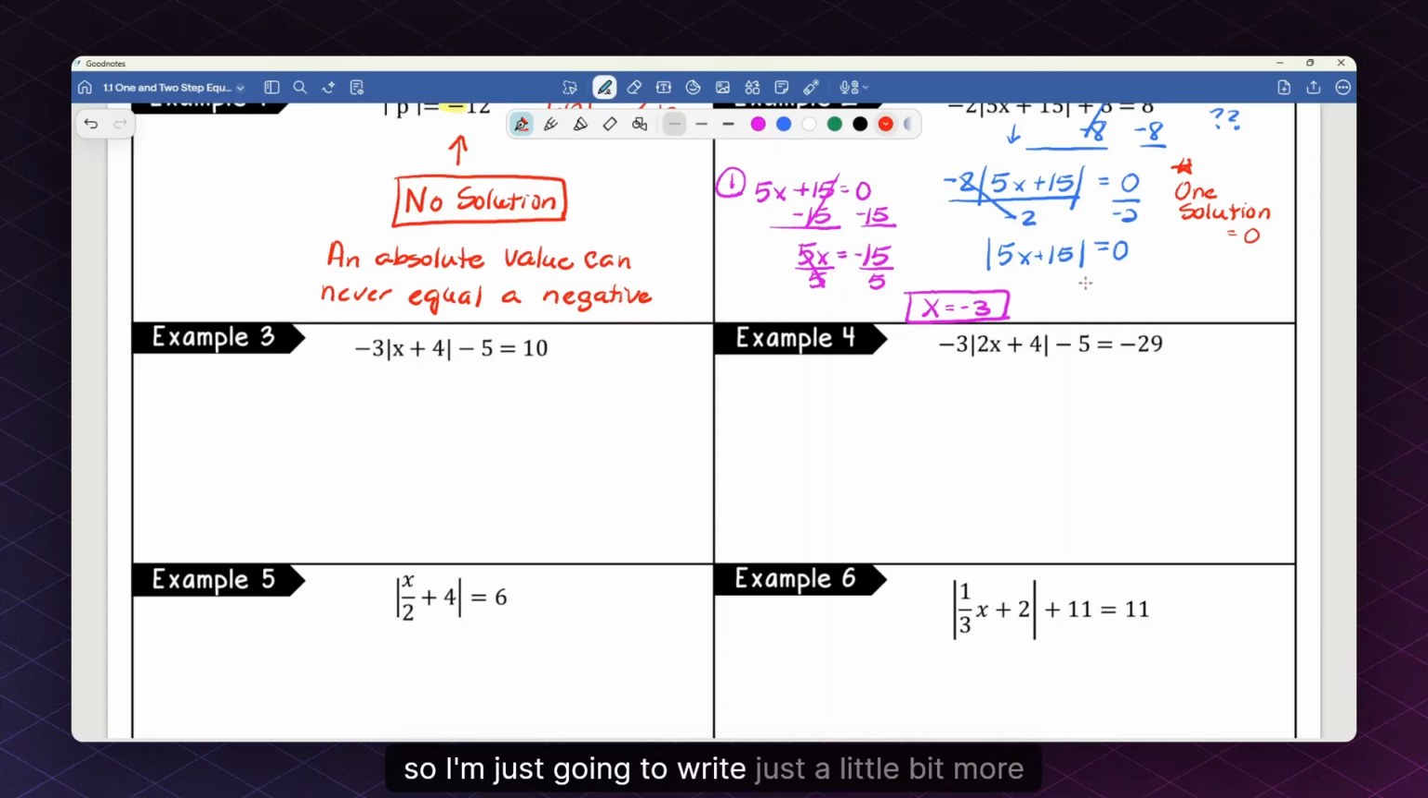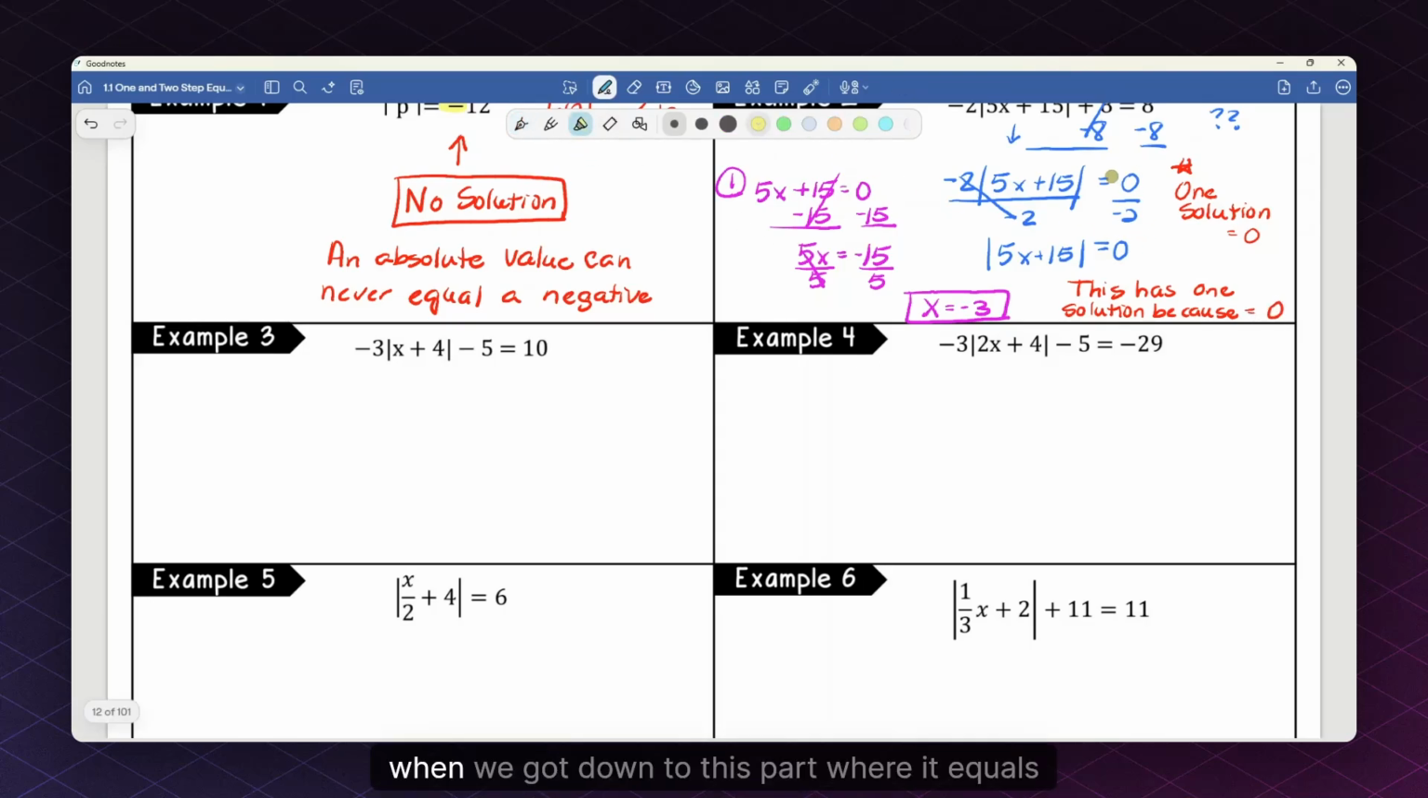Okay, so I'm just going to write a little bit more here. I just want to say this has one solution because we got to where it equaled 0. So when we got down to this part where it equaled 0, that's going to give us that one solution.